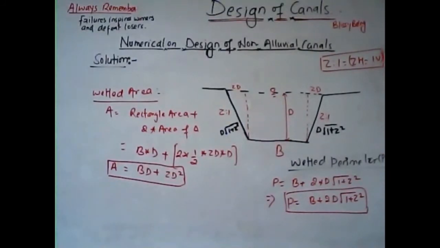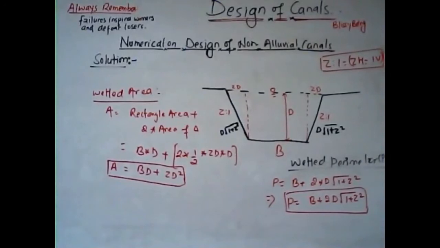So if you solve this, you will easily obtain the weighted area of the trapezoidal section as BD plus ZD square. Likewise, we need to assess the weighted parameter P of this trapezoidal section. The parameter can be easily obtained if we add all the sections of the trapezoidal canal. So this base is B.